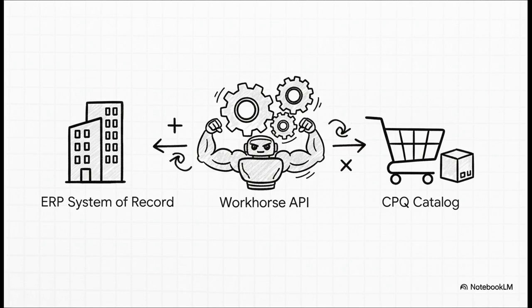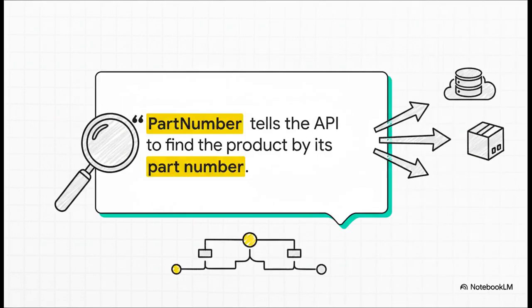Its real power comes from being able to keep your entire CPQ catalog perfectly in sync with an external system like your ERP. Now, check this out. See that little identifier tag? It looks simple, but it's deceptively powerful. This one little tag gives you a ton of flexibility because it lets you tell the API how to find the product you're trying to work with. You can use its part number, its name, or even its internal CPQ ID.